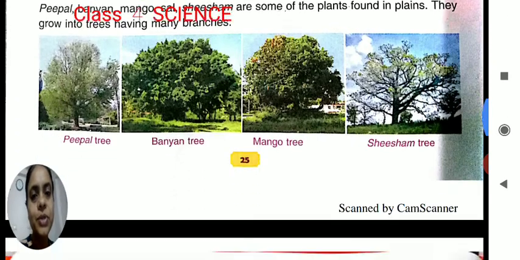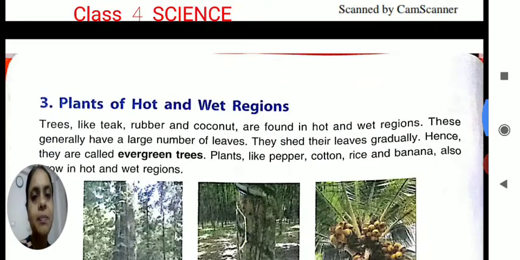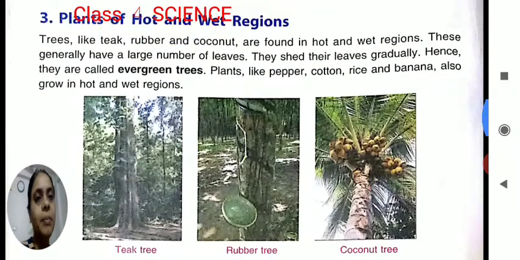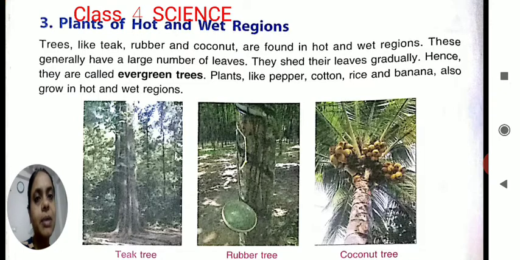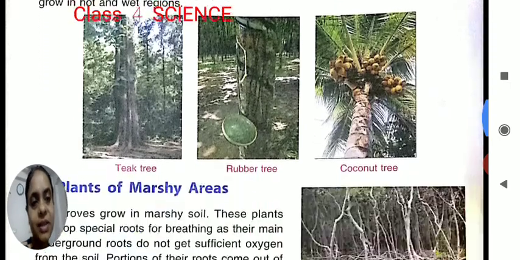Now let's go to the next terrestrial plant. Those plants used to grow in hot and wet regions, and such kind of plants are also called evergreen plants. Do you know the reason? Because they appear always green. That's why they are called evergreen plants. Now the examples of the plants of hot and wet regions are teak, rubber, coconut, etc. Plants like pepper, cotton, rice and banana also grow in hot and wet regions.